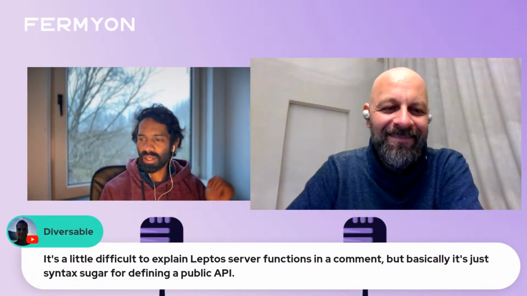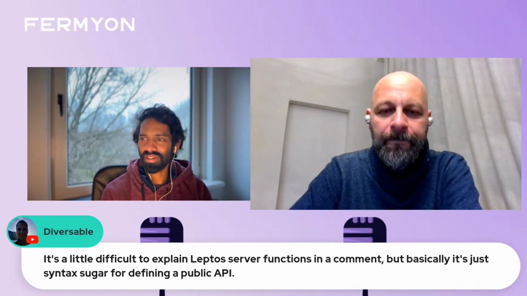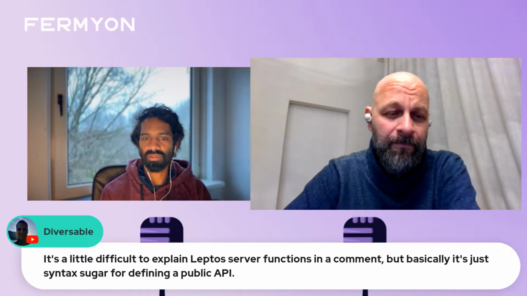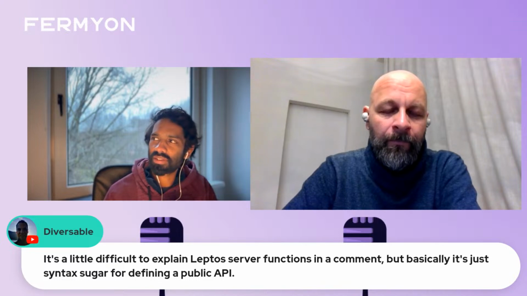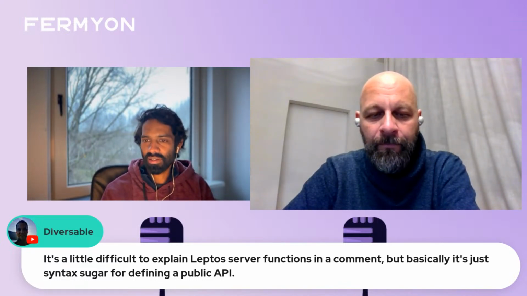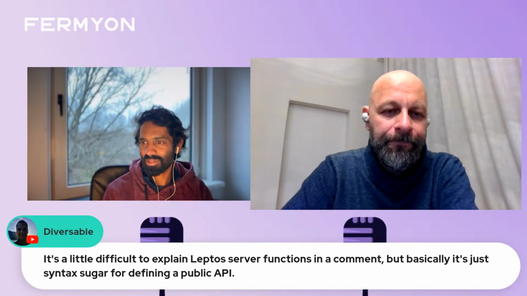Yeah, and I saw the copyleft logo on the website, so I think that espouses the copyleft philosophy pretty well. We have Diversible, who, since we were talking about Leptos server functions, says it is a little difficult to explain Leptos server functions in a comment. Yeah, that goes without saying. But basically, it's just syntax sugar for defining a public API. I think what makes it so effective is how well the framework has designed it, where we as developers don't really have to think about what's going on behind the scenes. It just sort of works.